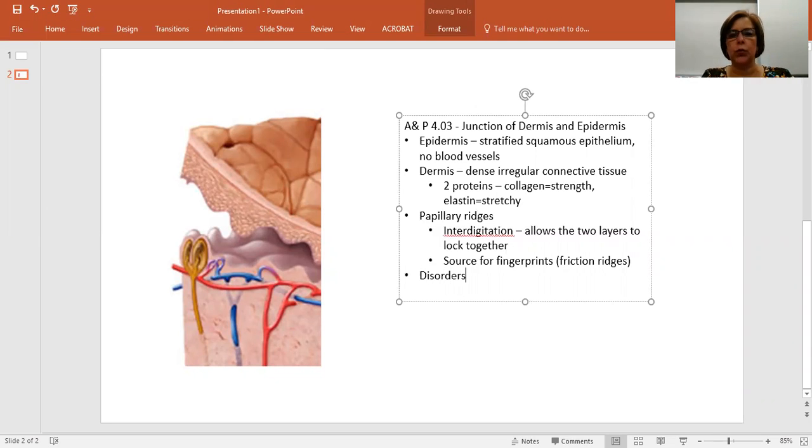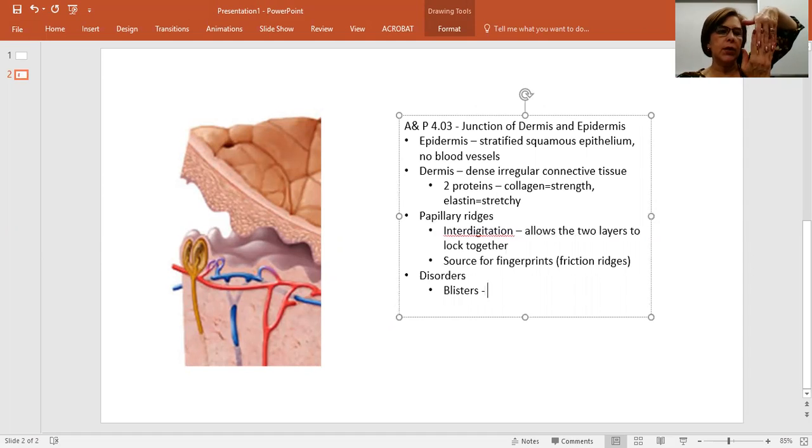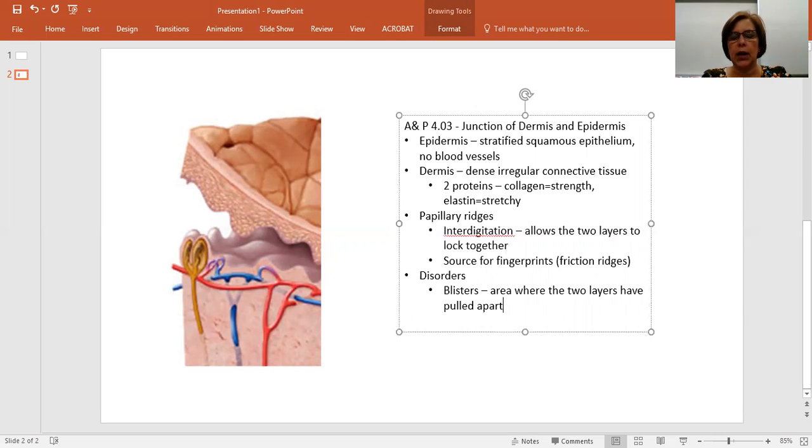So let's talk about a few disorders. So the first one we're going to talk about is blisters. Now, we said this interdigitation helps hold the two layers together, but if you're continually applying pressure side to side, eventually you'll get tearing. And the two layers will start to pull apart. If that happens, your body has to take care of that. It has to treat that. So it rushes fluid to the area that has nutrients and things that you need for healing. So a blister is an area where the two layers have pulled apart and it becomes fluid filled.